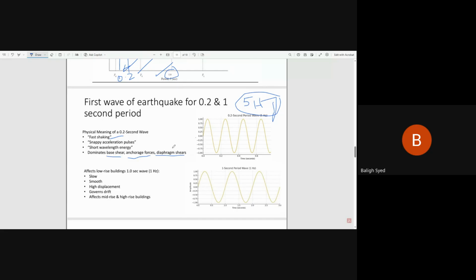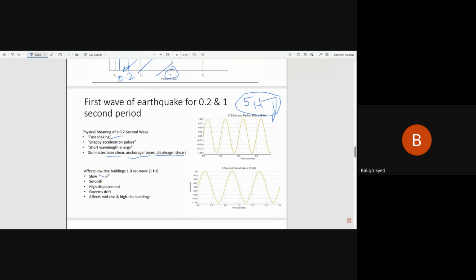Why does the code choose 0.2 second? That's the question you have to ask yourself in your dream, while you are sitting, while you are eating, while you are driving, while you are traveling. You have to ask this question to yourself. Why 0.2 second? And then look at 1 hertz, 5 hertz, 1 hertz.